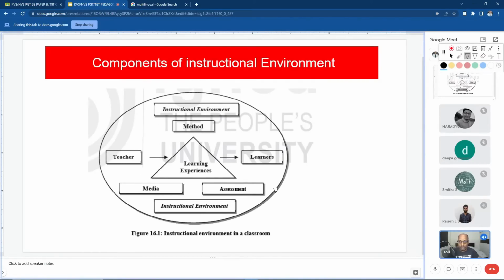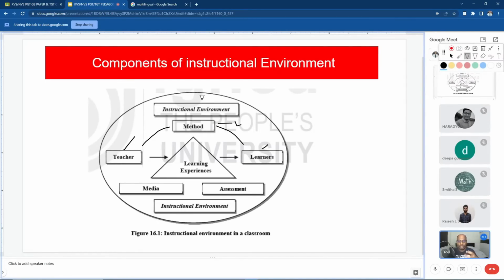Now if you look at the screen, this is the picture or this is the photo. Components of instructional environment they have given. Heading is instructional environment. So imagine we are here teacher. So you are the teacher. Let us say Ghoshji is the teacher. And here are the learners. So we are all learners. We are sitting here and we are listening to Ghosh. So Ghosh is teaching. And this teaching is through a method. Let us assume Ghosh has used lecture method. Which method Ghoshji are using? Lecture method.